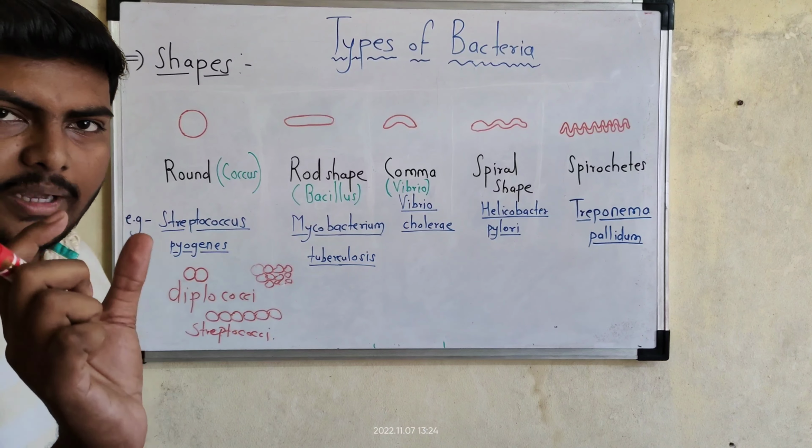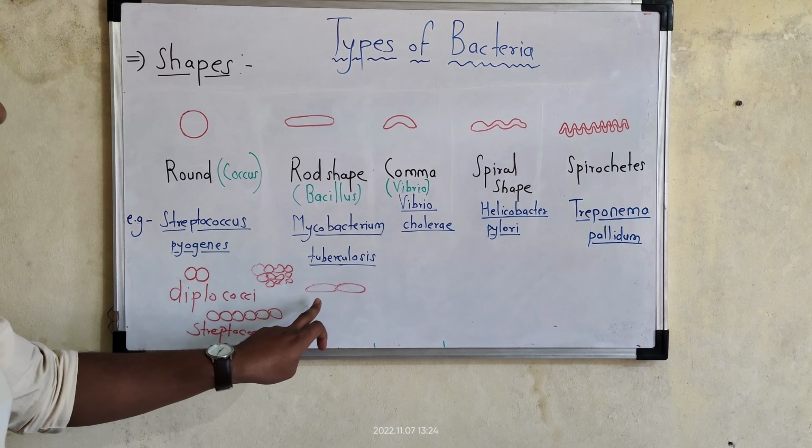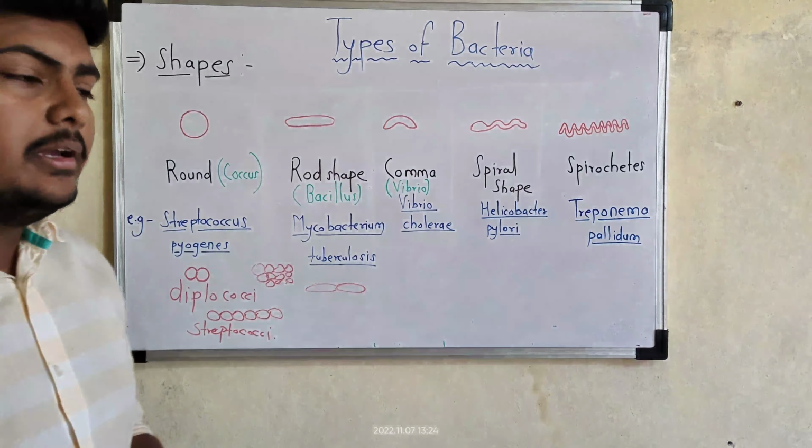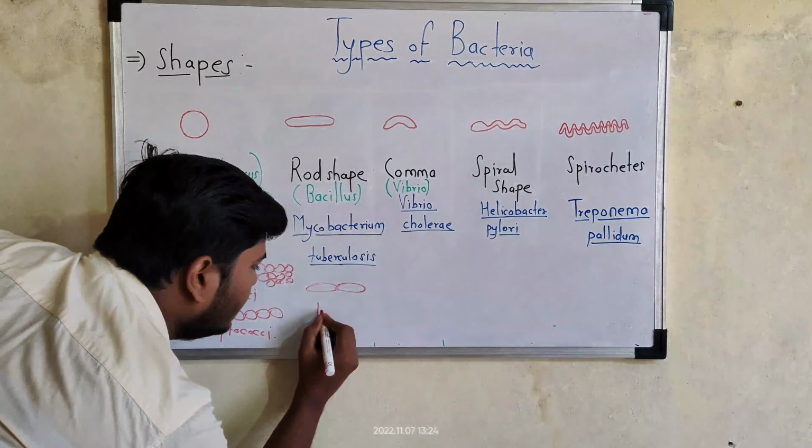Then the rod shaped bacteria, it is also the same. If two rods are attached to each other head-to-head, it is called diplobacilli. And if the arrangement of rods is side-by-side, it is called palisade. These are some examples and classification of bacteria on the basis of shapes. I hope you now have a brief idea of the classifications of bacteria based on their shapes.